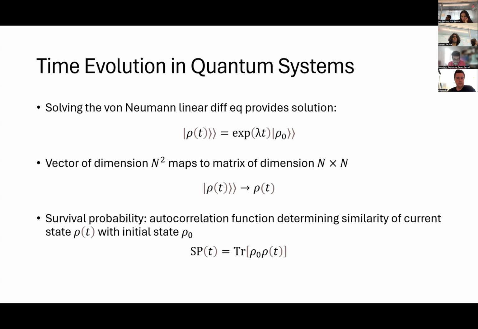So we can map this and get our density matrix again. This information of the density matrix mapped to an actual matrix is important when we calculate the survival probability, which is essentially an autocorrelation function that can help you determine how different the density matrix at time t is from our initial state, rho naught. And we do that by calculating the trace of the product of rho naught times rho at time t.